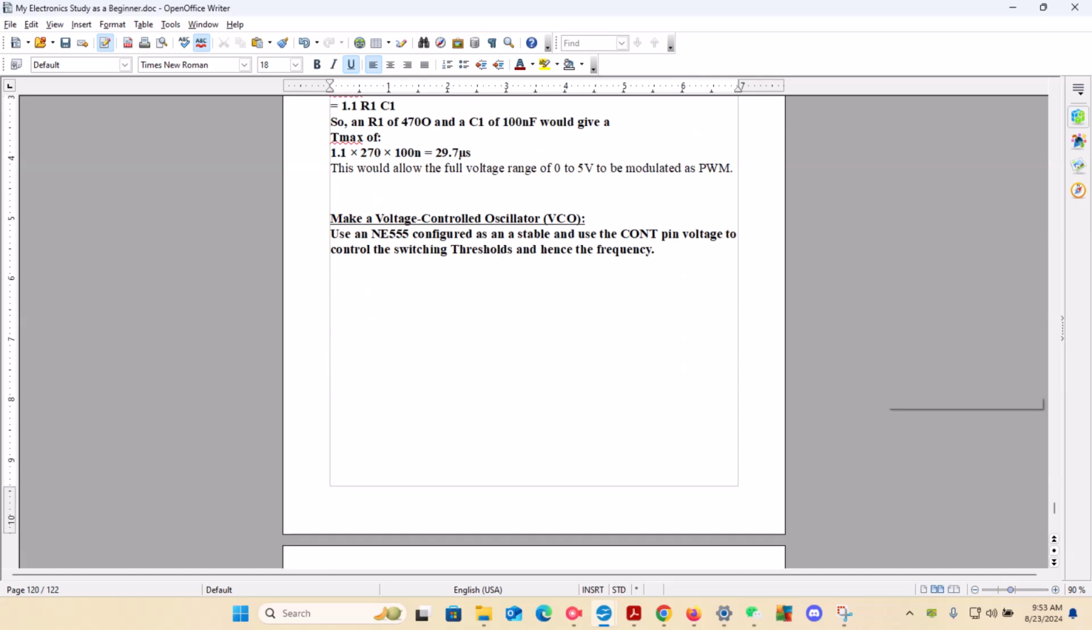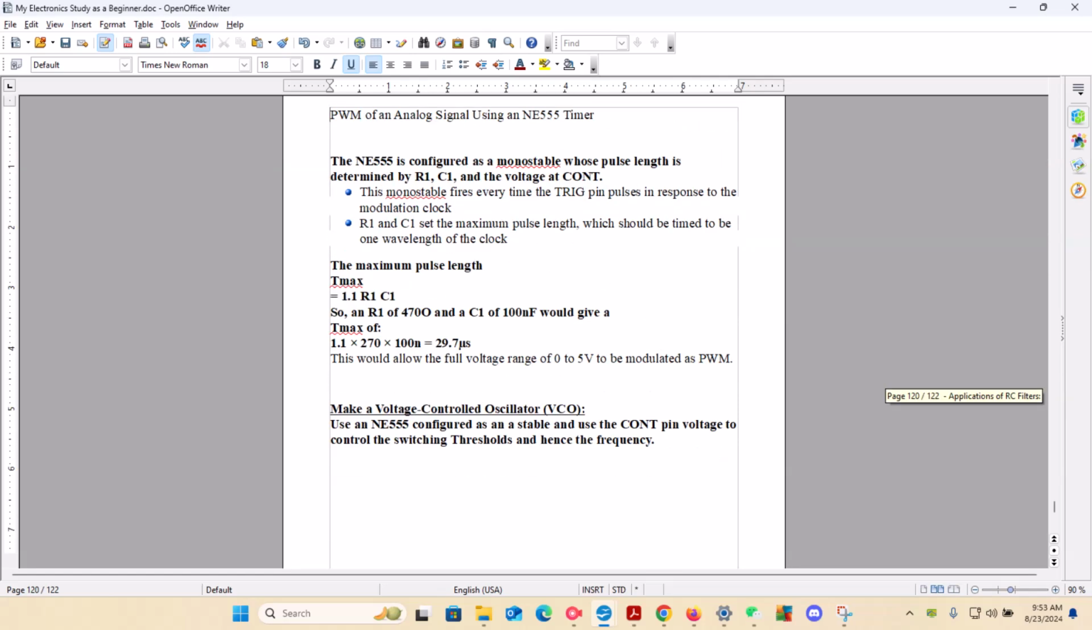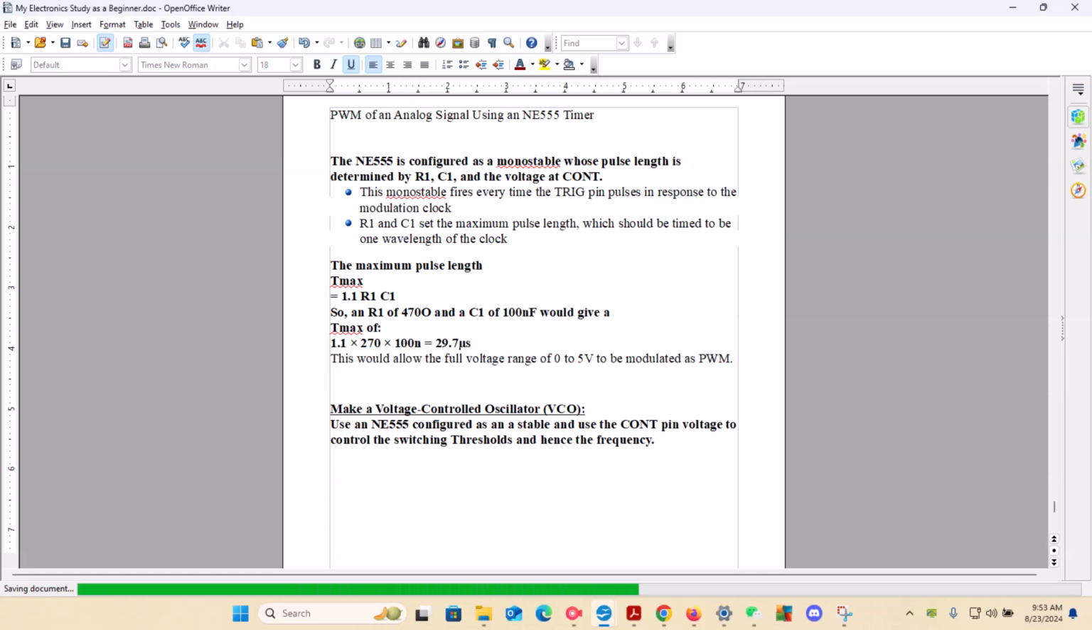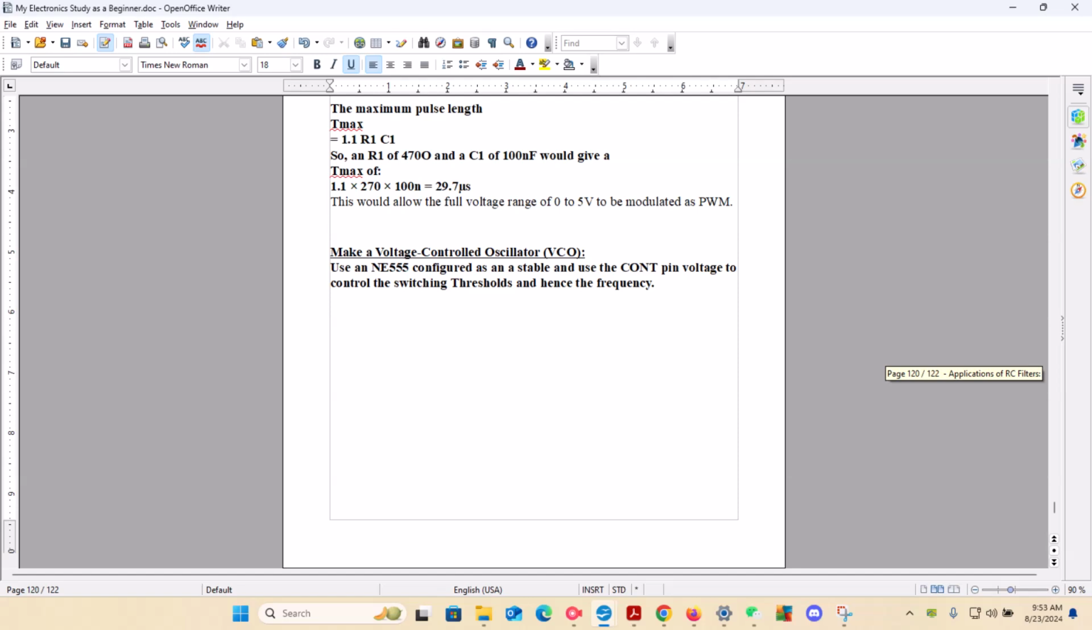And then we have one last thing to mention, that when you make a voltage controlled oscillator, or VCO, which I probably should have put it earlier, make sure that you're using the NE555 configured astable, and use the control, or CONT, pin voltage to control the switching thresholds and hence the frequency. So the frequency would be the modulation of the electrical signal. There'll be more to say about that later, about the modulation and frequencies, but as it relates to what we're using, that's what it is.